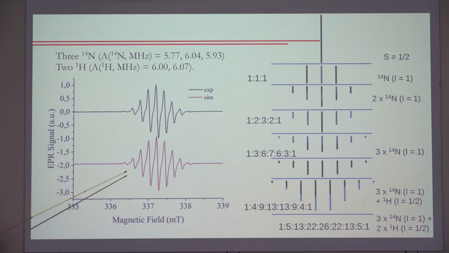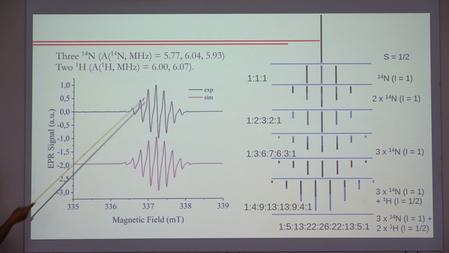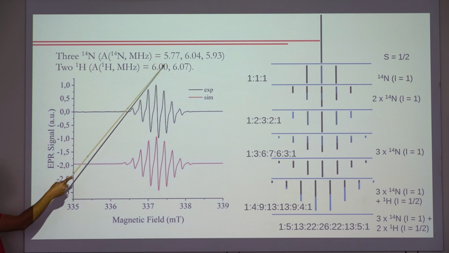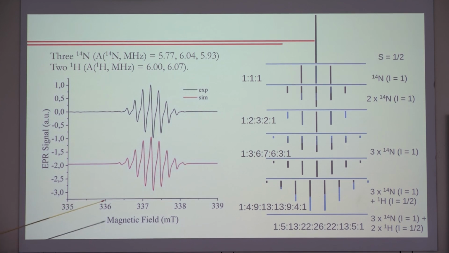I don't remember anymore which compound it was, but this could be fit quite well with 3 14N nitrogens and 2 hydrogens with these values. They are slightly different, but more or less 6 megahertz, and very similar to the hydrogen hyperfine splitting value. That's a coincidence, but it makes the spectrum look really regular and nice.